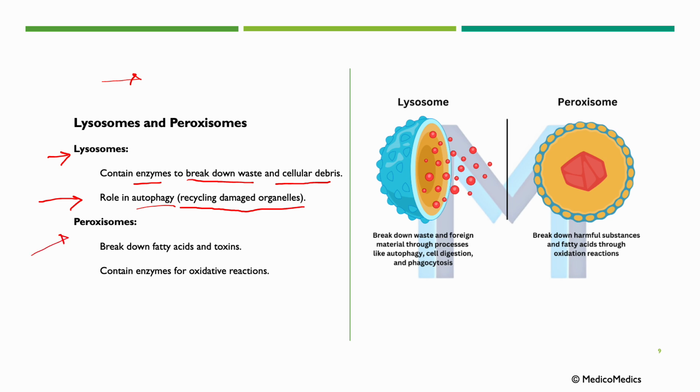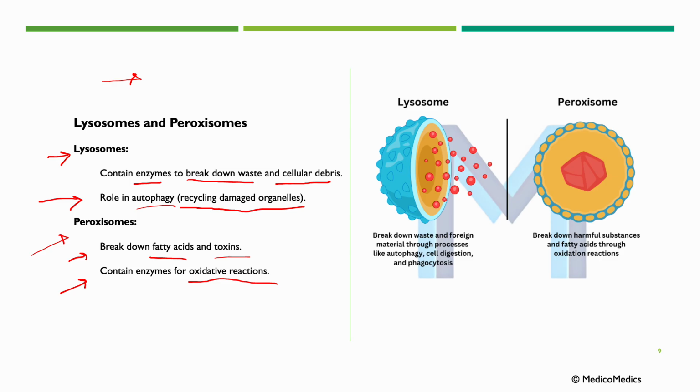Compared to that, we have the peroxisomes that break down fatty acids and toxins. It contains enzymes for oxidative reactions. So lysosomes can be thought of as the cleanup crew, and peroxisomes are like detox centers.